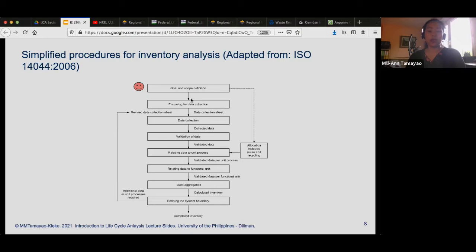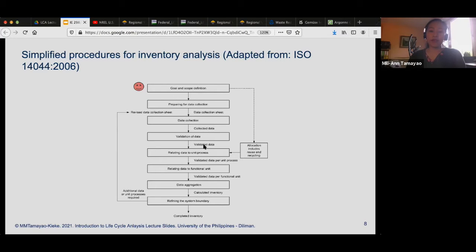Now, what you see here is a flow chart showing the procedures for inventory analysis, and this was adapted from ISO 14044 2006. You can see here the overview of the different steps. Of course, first you have your goal and scope. And then after that, you have to prepare for data collection. One of the outputs for preparing for data collection is a data collection sheet. Then proceed to data collection. Output is, of course, collected data, but you have to validate the data.